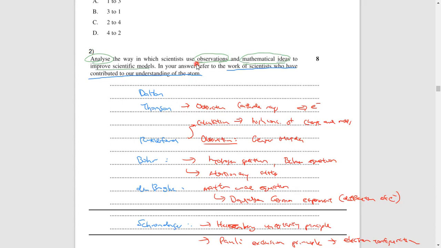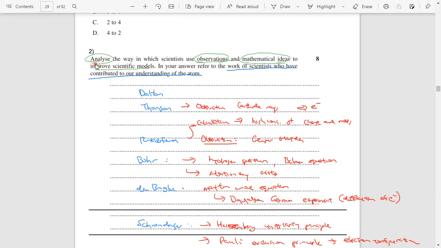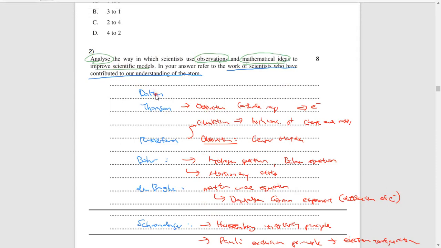I'm giving you ideas of what you can talk about, but again, like we said last time, I don't think you need to talk about every single one of them. The focus of this question is how models are improved, right? They did not ask for the entire development of the atom from Dalton to Schrödinger. But of course, along the way, there have been multiple improvements. For 8 marks, I think you need to say at least more than one, at least 2, okay?